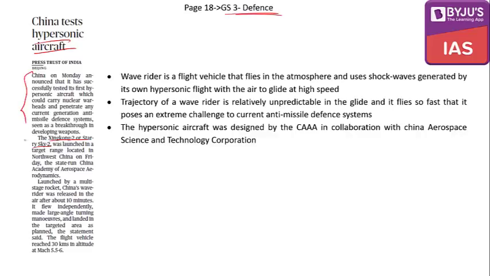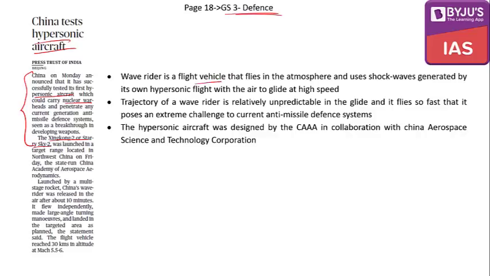When you look into the context, what it says is China on Monday announced that it has successfully tested its first hypersonic aircraft which could carry nuclear warheads and penetrate any current generation anti-missile defense system, seen as a breakthrough in developing weapons. So what we will have to understand is China has actually developed one of the more important and complicated systems, and that is the waverider. So what exactly is it?